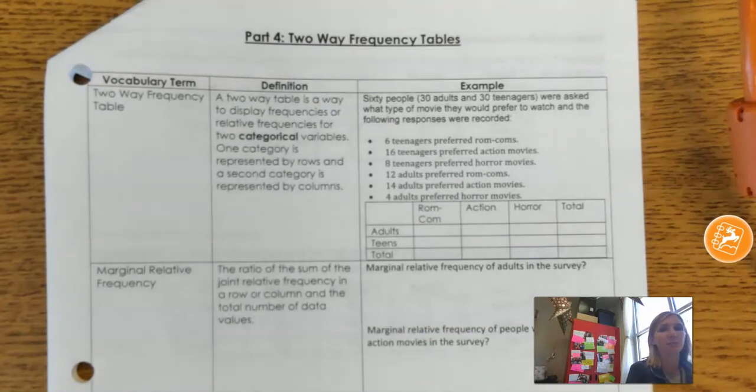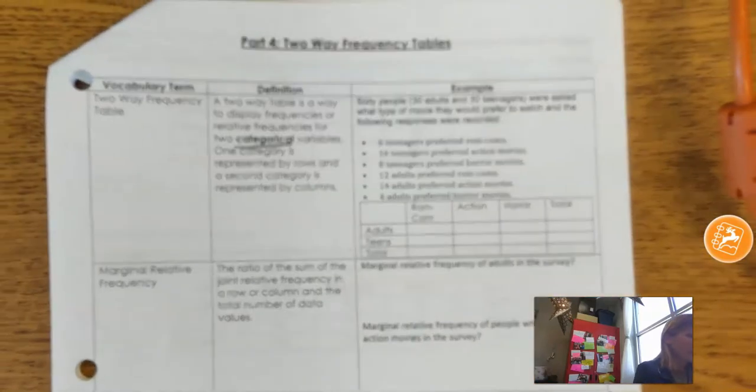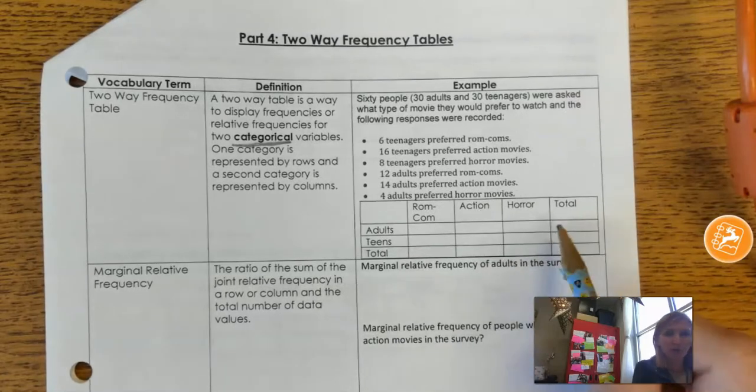A two-way table is a way to display frequencies, and remember frequencies mean count, right? Frequencies for two categorical variables. One category is represented by rows, a second is represented by columns. It doesn't matter which way you want to do it. All right, so here is an example. We're going to fill it in together.